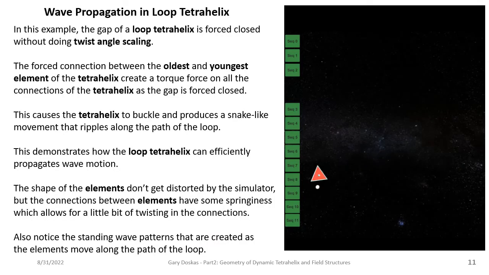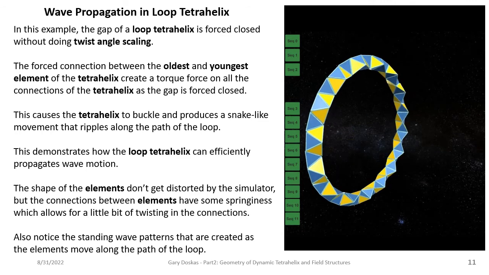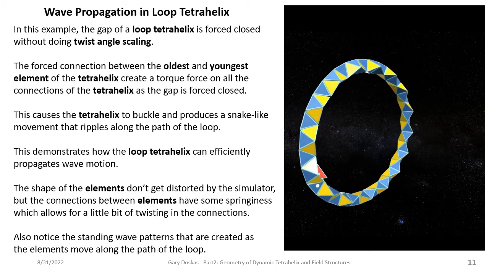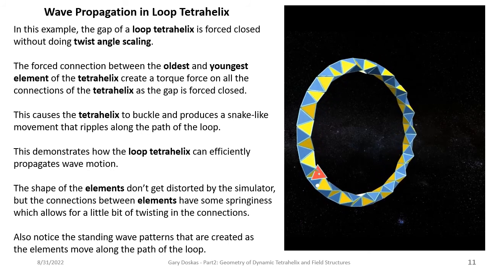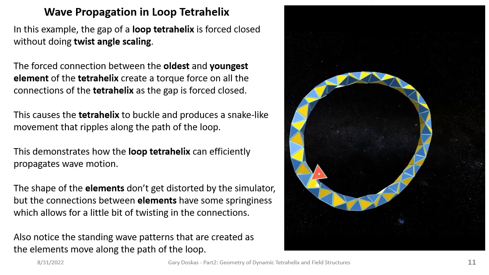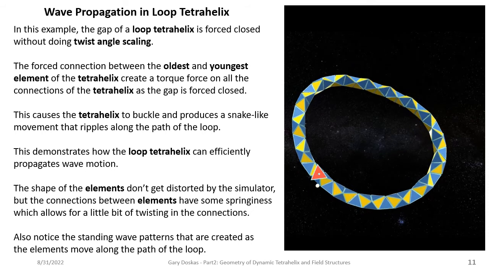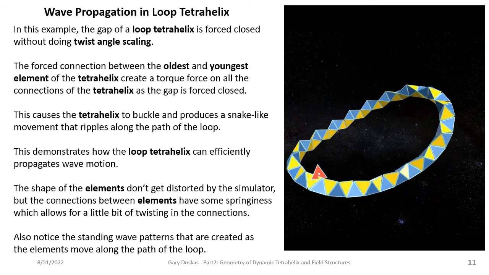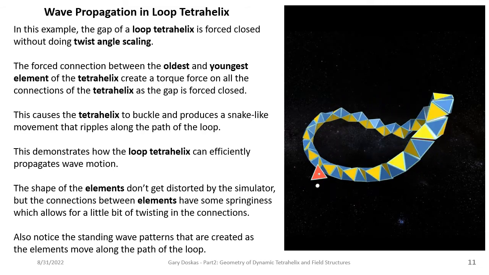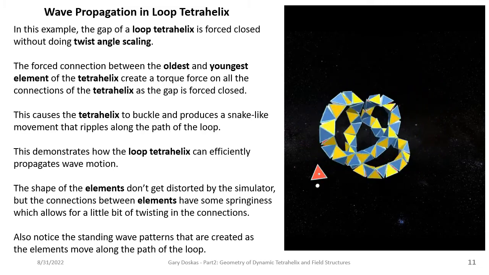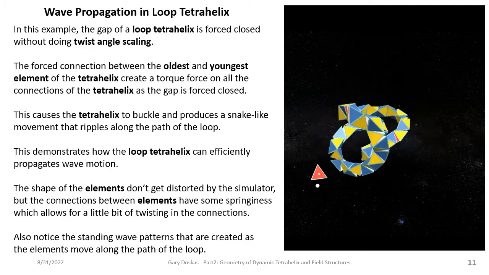Wave propagation in loop tetrahelix. In this example, the gap of a loop tetrahelix is forced closed without doing twist angle scaling. The forced connection between the oldest and youngest element of the tetrahelix creates a torque force on all the connections of the tetrahelix as the gap is forced closed. This causes the tetrahelix to buckle and produces a snake-like movement that ripples along the path of the loop. This demonstrates how the loop tetrahelix can efficiently propagate wave motion.